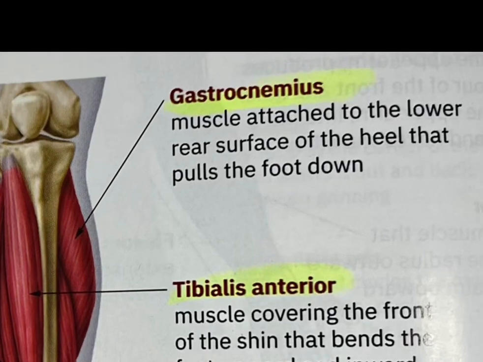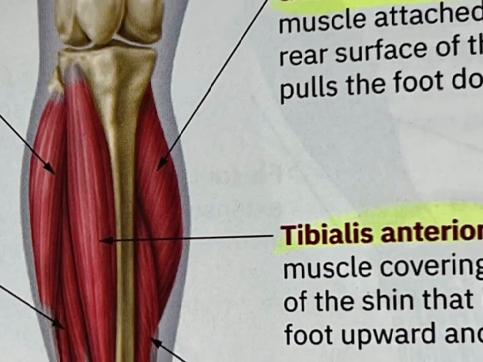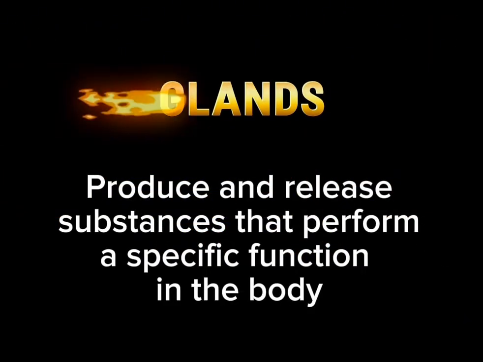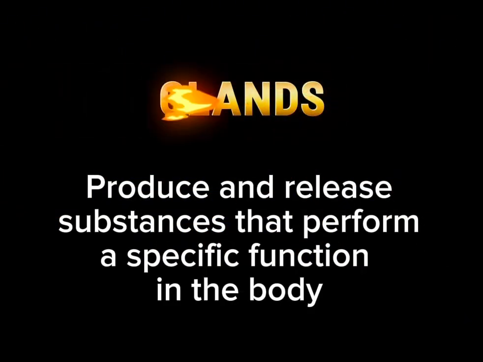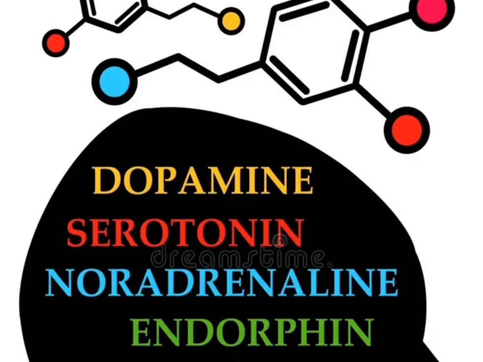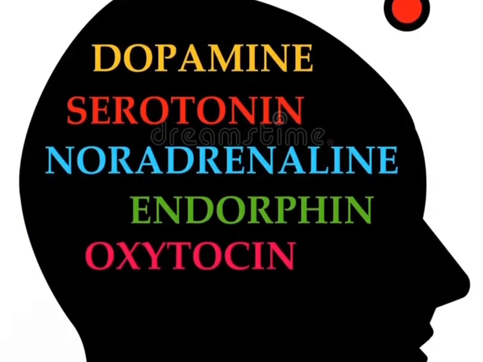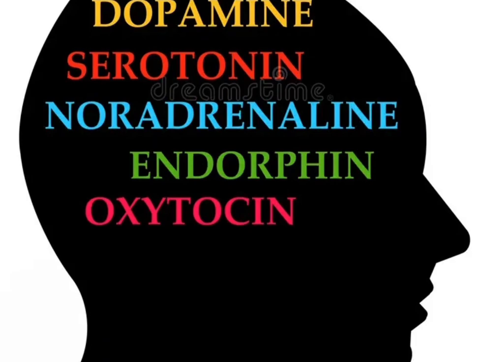Gastrocnemius, muscle attached to the lower rear surface of the heel that pulls the foot down. Glands, produce and release substances that perform a specific function in the body. Heart, muscular cone-shaped organ that keeps the blood moving within the circulatory system. Hormones, chemical substance such as insulin, adrenaline, and estrogen that stimulate activities in the body.